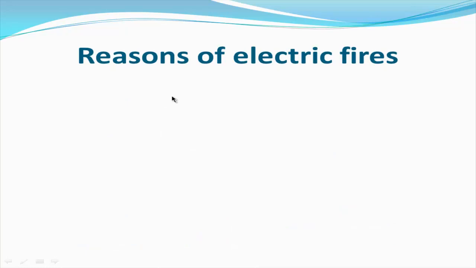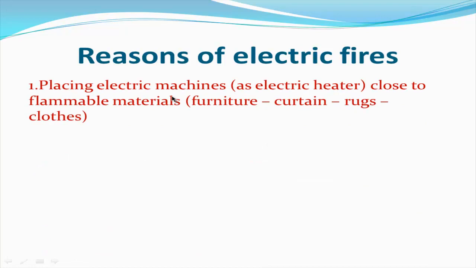Reasons of electric fires. The first reason for electric fires, number one, placing an electric machine which emits or generates heat, such as an electric heater, close to flammable material. Flammable materials like furniture, curtains, rugs, and clothes.